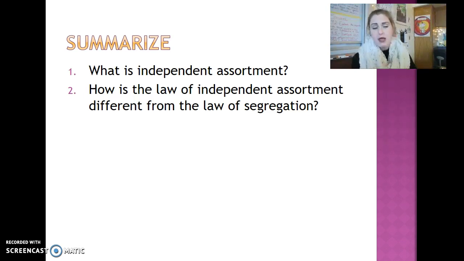So then, for the second summary question, I want you to look back to your old notes about the law of segregation. The law of independent assortment and the law of segregation are so similar. Try to figure out the difference between these two. I'm not going to give you the answer here because I think that you can sort it out on your own. If it helps, just write both definitions side by side in a nice little T-chart.